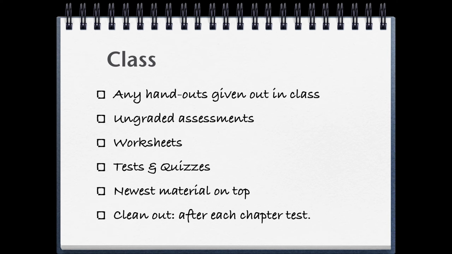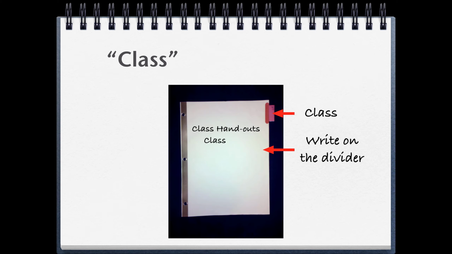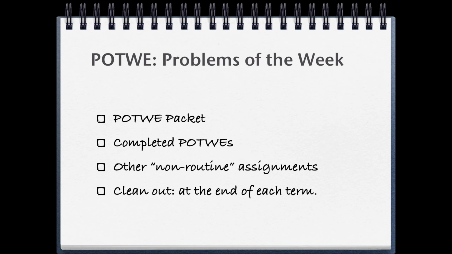The class tab is for handouts that I give out in class, some ungraded assignments. I give those just to check in, but I would like you to keep them. Any worksheets, tests, and quizzes. You always put the newest material right on top so it's easier to find. And we clean that tab out after each chapter test. I'd like you to write the word class on the tab, and on the divider write what it's for: class handouts and classwork. We're going to clean out and file the contents, not throw them out, but take them out and file them after each chapter test.